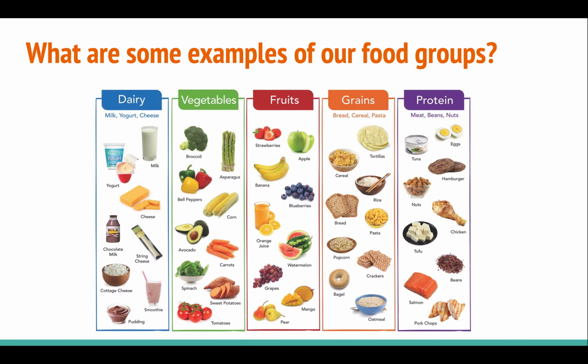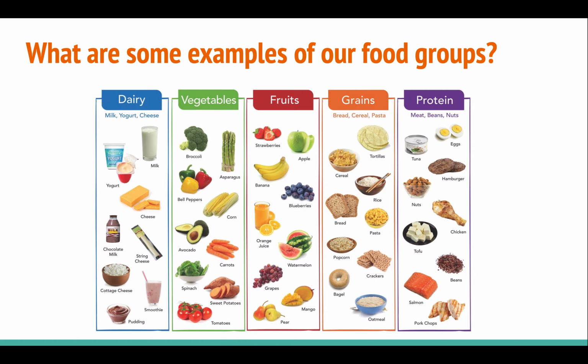So, what are some examples of the food groups? Well, we'll start over here with the dairy. Dairy is really important to include in our diets because it has calcium in it that helps our bones and teeth to grow big and strong. If you were to fall down and you are at risk of breaking a bone, if you have good dairy in your diet, you'll have lots of calcium, so your bones will be nice and strong.